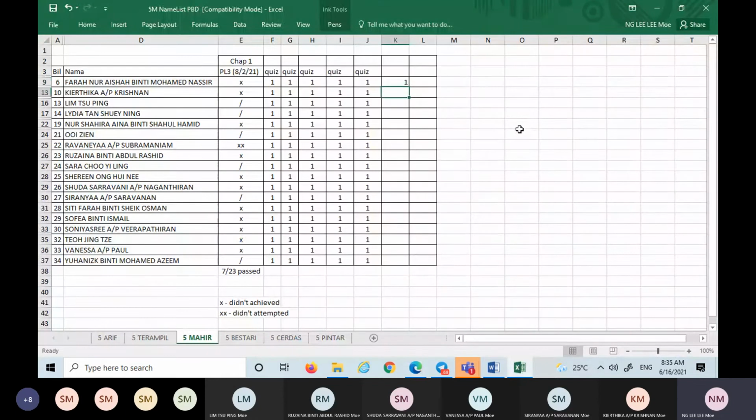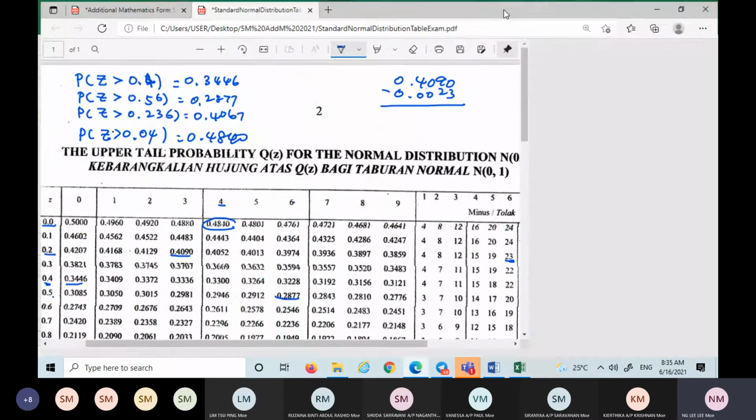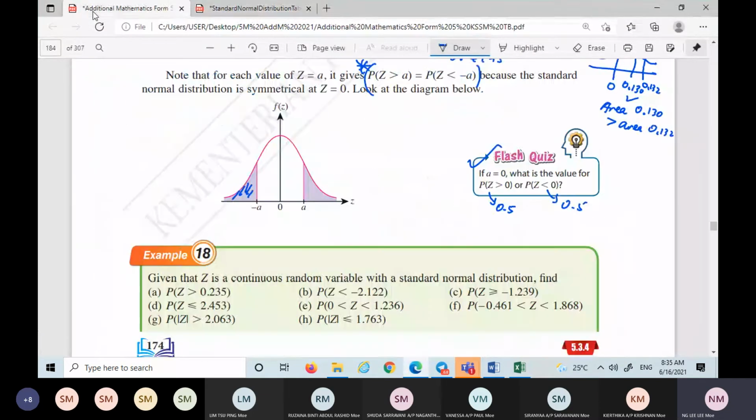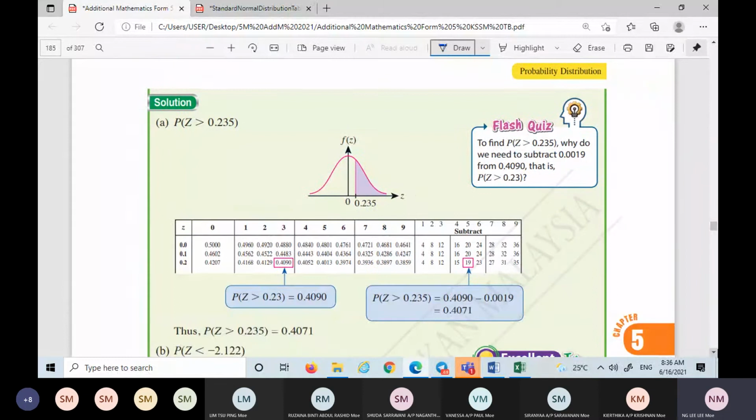So I hope the rest also know what to do already. Okay, so I go back to the textbook. The 0.235, I haven't tried already. Okay, we go to B. The 235, so you read from here 0.2, then 3, and then 5. So subtract 19, which is 0.0019. Okay, then you get the answer.